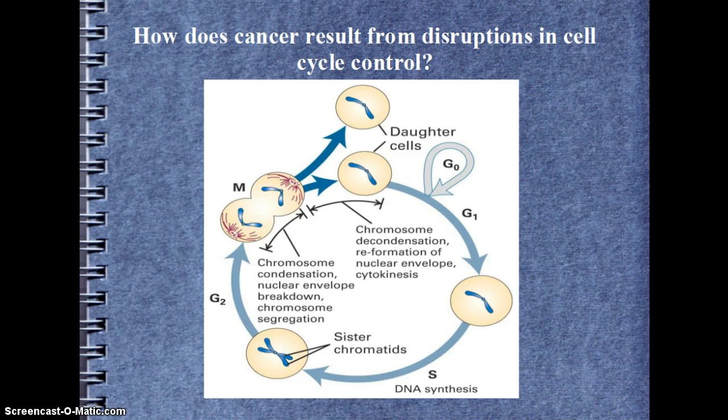How does cancer result from disruptions in cell cycle control? Cancer cells do not need the normal signals that regulate the cell cycle. They may have an abnormality in the signaling pathway that conveys the growth factor signal to the cell cycle control system. Another possibility is an abnormal cell cycle control system.